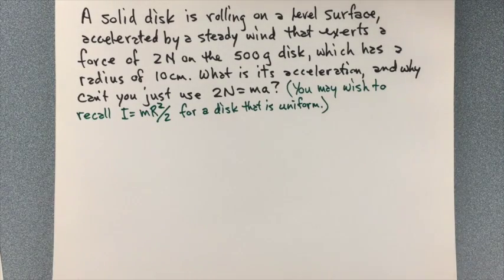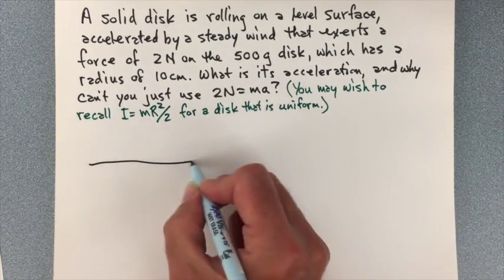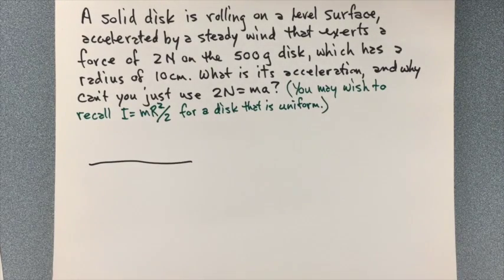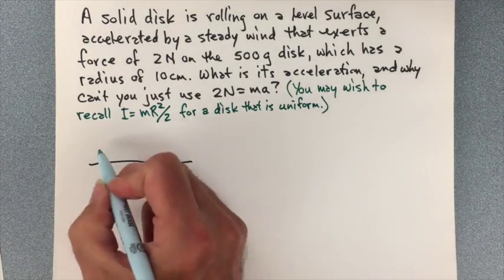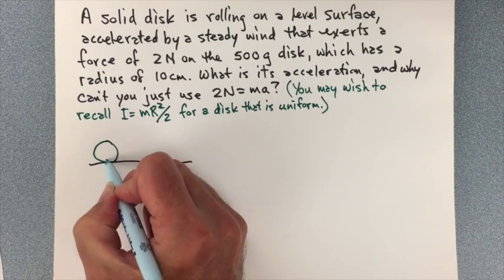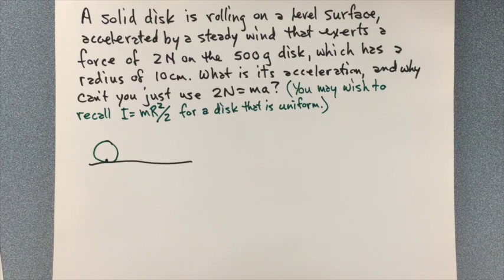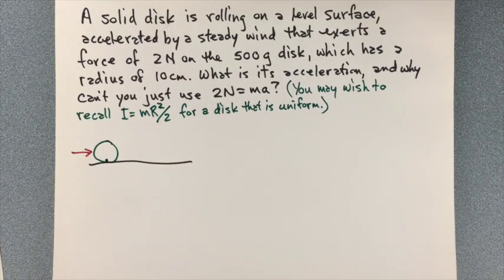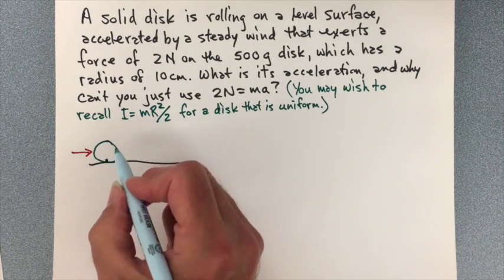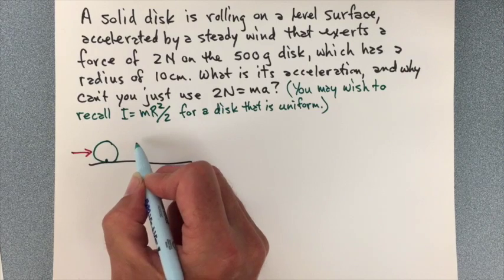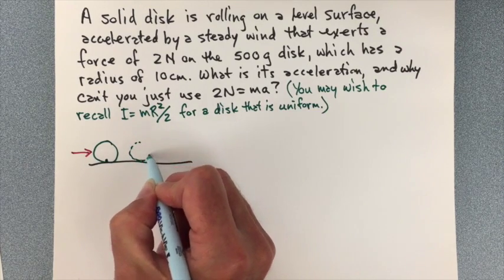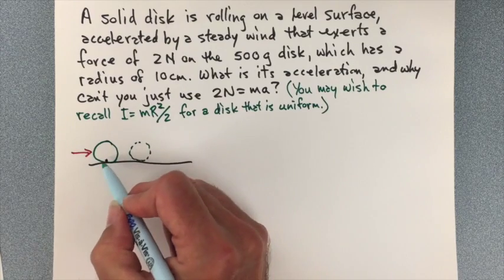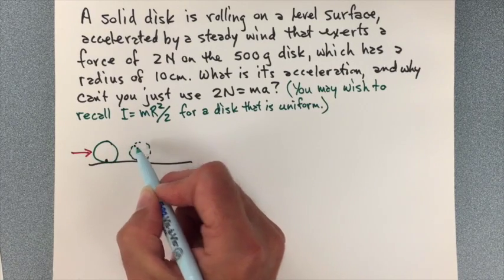Let's draw a picture of this problem. We have a disk that's rolling on a level surface. Here's the disk. I'm going to put a little mark on here where it's touching the surface of the ground at that particular moment, and there's a force coming from a wind that's blowing on it like this. So that's causing this to roll and accelerate, and as it rolls a little bit further, I'll draw it a little bit later, and sure enough, as that rolls around, this little dot ends up being at this particular location.